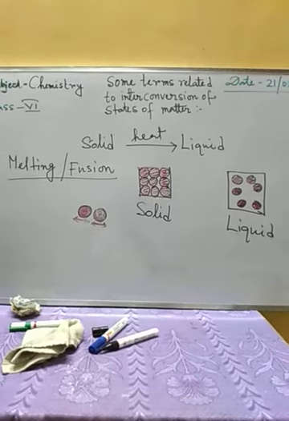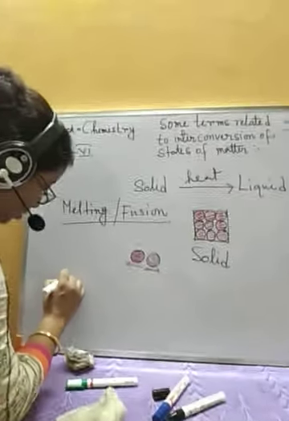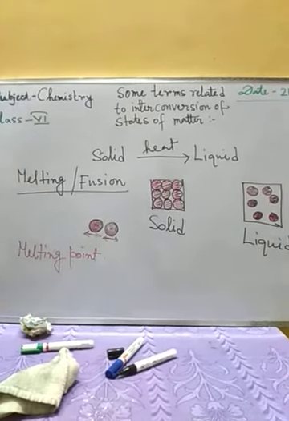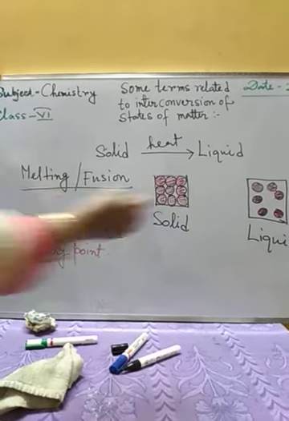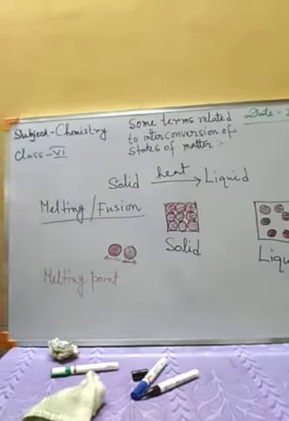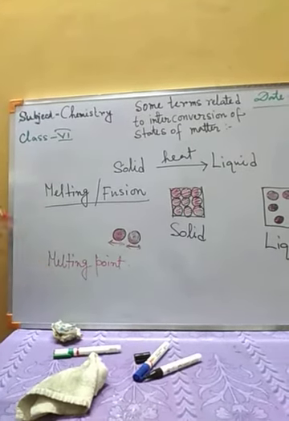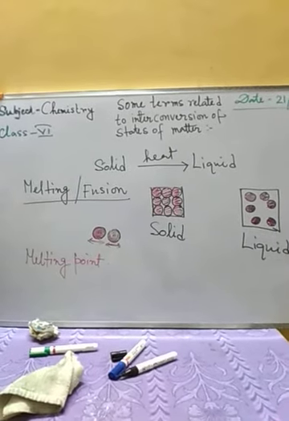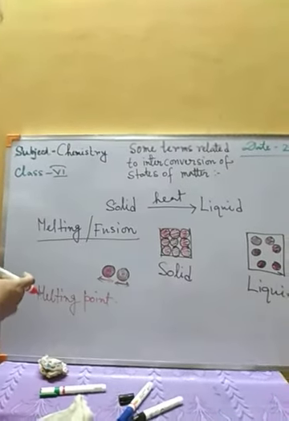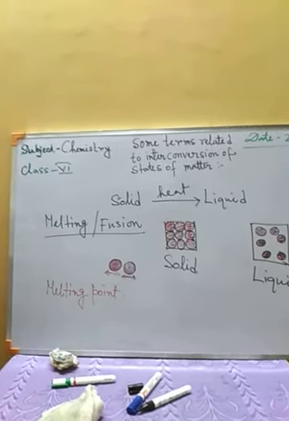Here we are getting another term, that is melting point. For any particular change of state, suppose we take the example of ice to water. During this melting of ice, we will see that the temperature of the whole system, the ice and water, becomes fixed. It will be fixed at a point, at a temperature. The fixed temperature will be there. That temperature is called the melting point.